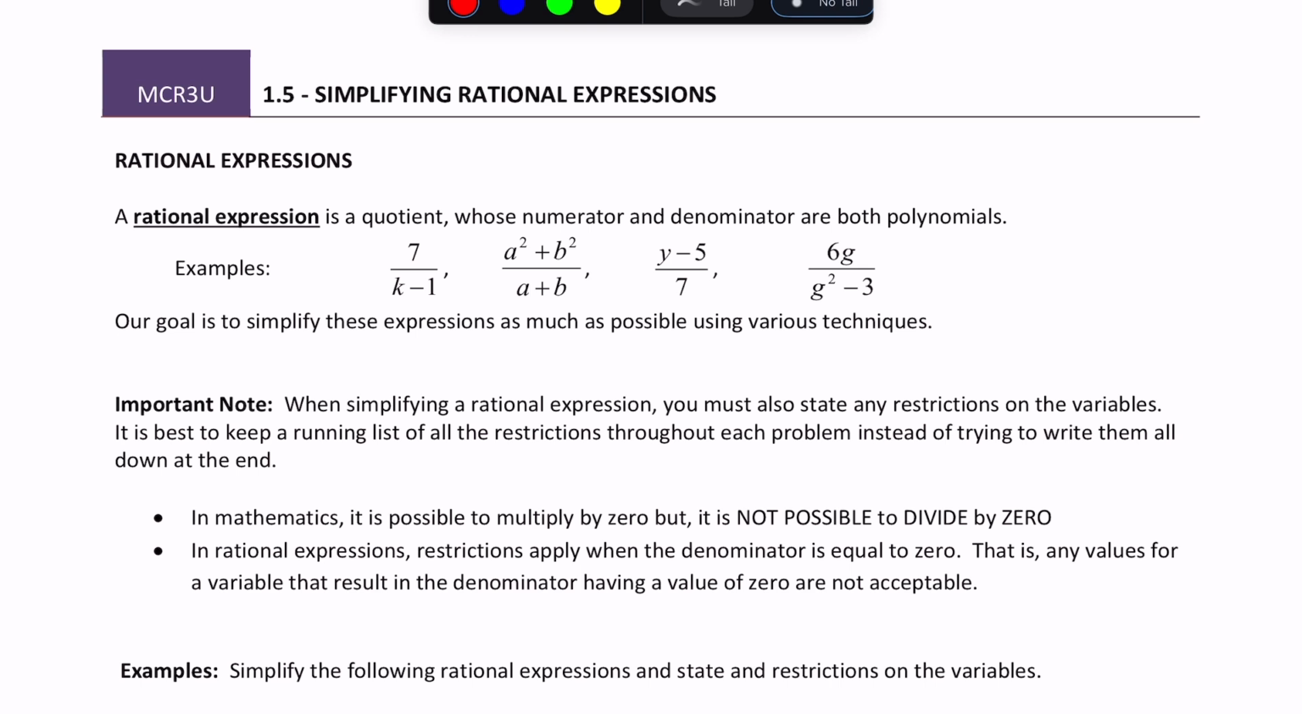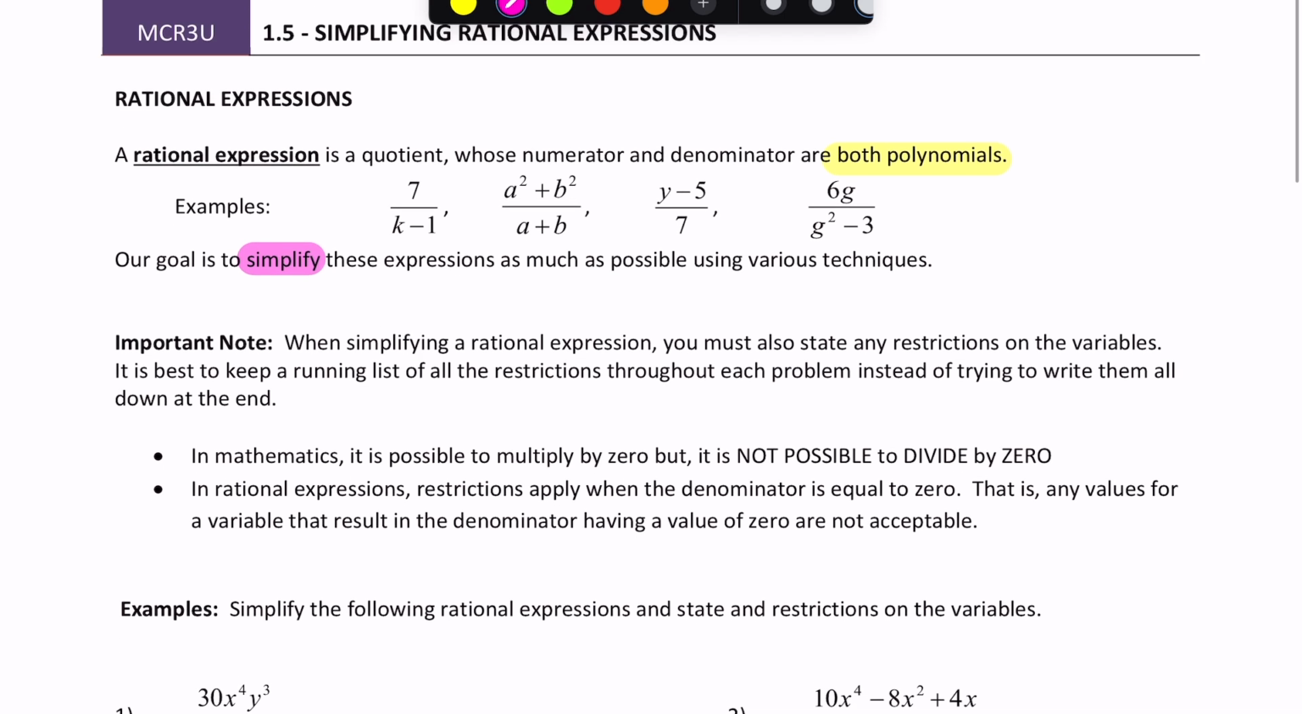So first, let's define what a rational expression is. A rational expression is a quotient whose numerator and denominator are both polynomials. Some examples are listed here: 7 over k minus 1, a squared plus b squared over a plus b, y minus 5 over 7, 6g over g squared minus 3. Our goal is to simplify these expressions as much as possible using various techniques.